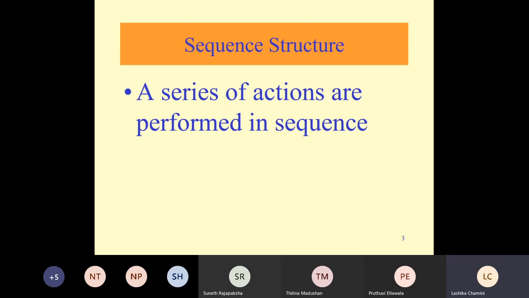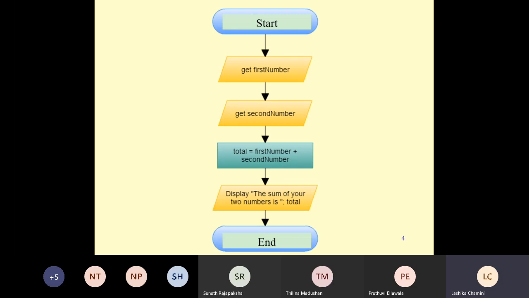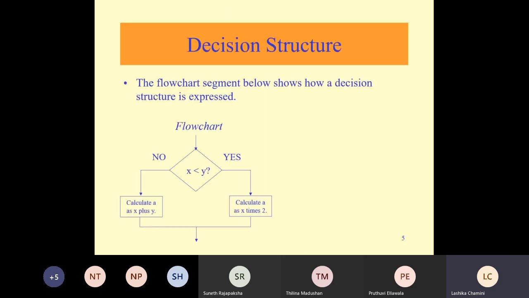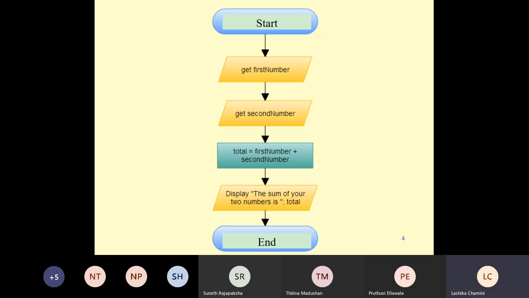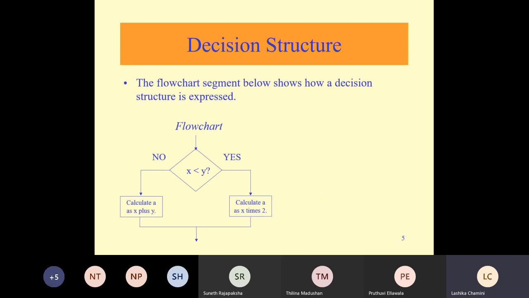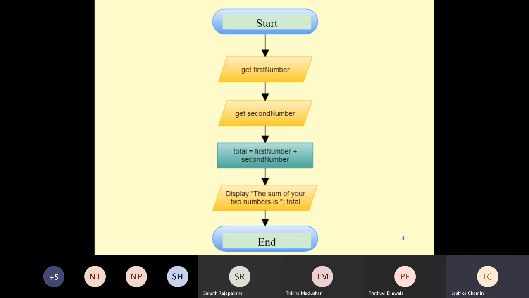The sequence structure is a series of actions that are performed in sequence. For example, you can see here a top-down approach. That means the flowchart flows from beginning to end, and you can't see any alternating paths. Here you can see the flow from beginning to end. And I'll describe this flowchart.